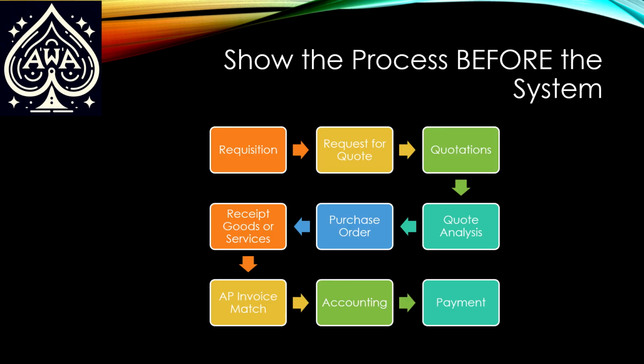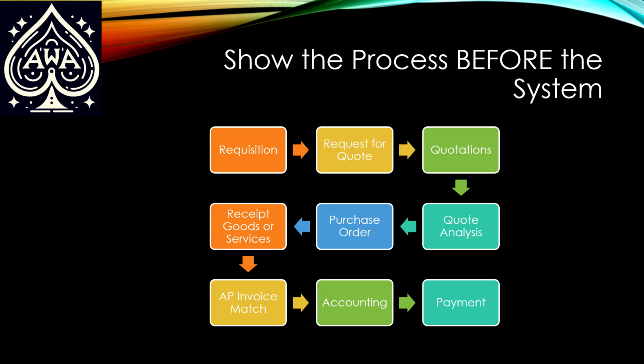Thanks, Lee. So this slide that we have here shows the process before the system, and I'm just hitting this really harder than I did on the prior slide, but this is a very simple process that we're looking at here, right? This is essentially requisition to receipt. Start with the requisition, maybe you get a quote, you get the quote back, you convert that to an analysis, you convert that to a purchase order, you receive it, you match an AP, you show the accounting, you show the payment. Walk through this process.